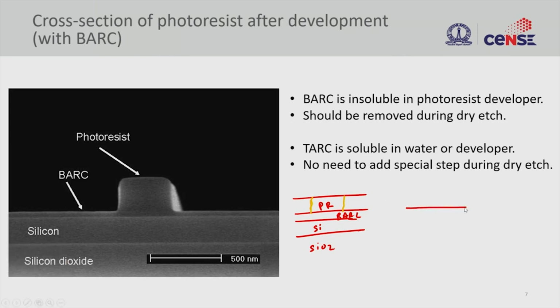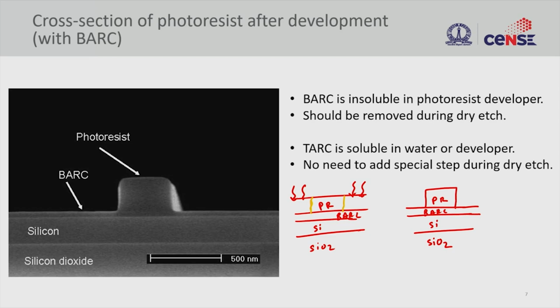So, when you develop this, your BARC is still there underneath, silicon and silicon dioxide on the top. So, you get this photoresist. Let us assume this is a positive photoresist and this is the illuminated part, right, and this is your photoresist, right. So, if you look at it, the BARC layer is still there, right, the anti-reflective coating layer is still present. So, what is the next step we are going to do?